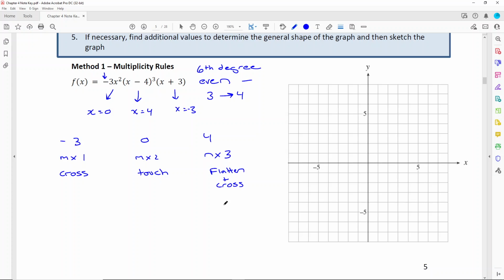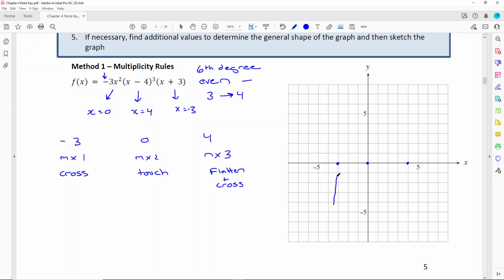Then what I'm going to do is I'm going to put those x-intercepts onto my grid. So I've got x equals negative 3, x equals 0, and x equals 4. And I'm going to use my leading term test and my behavior to then sketch. So I'm going to start in quadrant 3, and I'm going to do the following. I'm going to cross, I'm going to touch, and I'm going to flatten and cross.